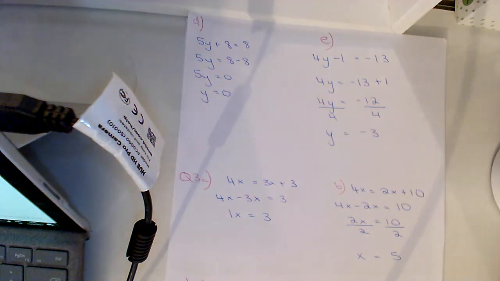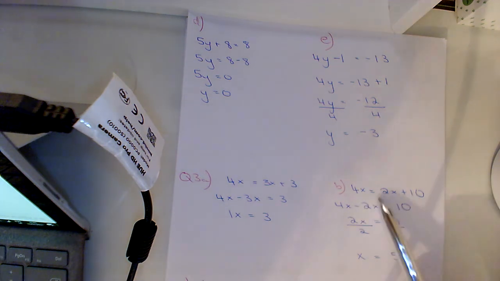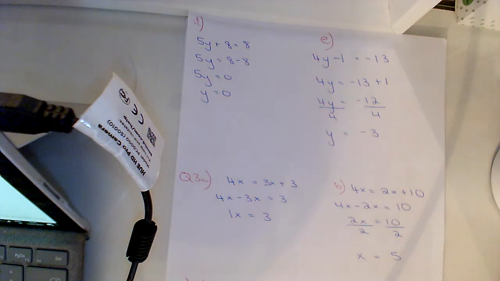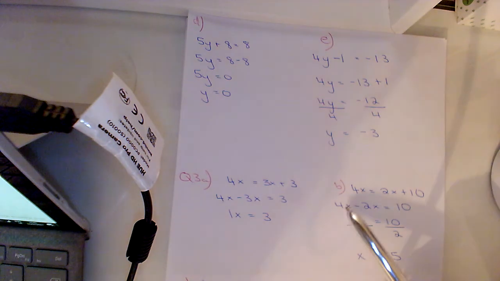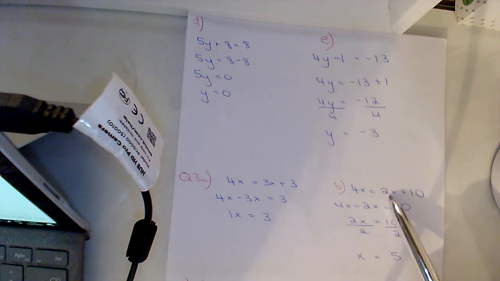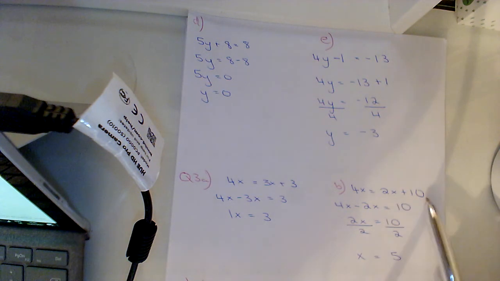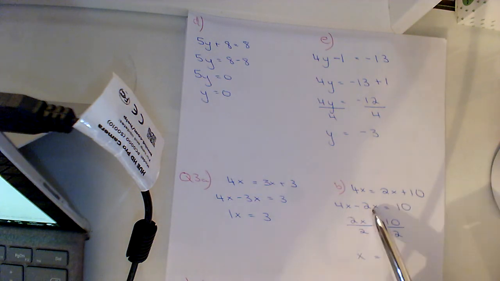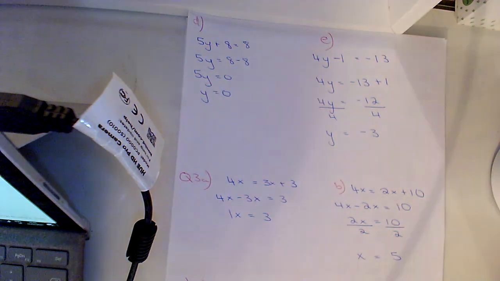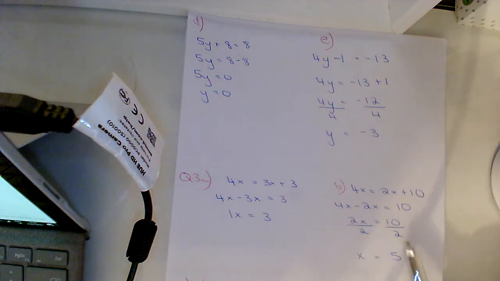B then, I have 4x is equal to 2x plus 10, so I need to have my letters on the left hand side, my numbers on the right. So here I have 4x is on the left. This is positive 2x, which is on the right hand side. I need to bring it over, and it becomes minus 2x is equal to 10. So 4x take 2x is 2x is equal to 10. I want to find out what just 1x is equal to, so I divide across by 2, divide across by 2, and I get x is equal to 5 for that one.